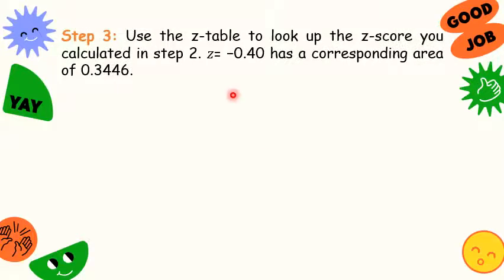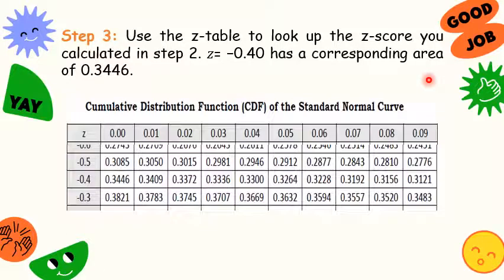Step 3. Use the z-table to look up the z-score you calculated in step 2. Ito yung na-calculate natin sa step 2, has a corresponding area of 0.3446. So, balik tayo dun sa ating z-table. Ito yun, kung matatandaan nyo. So, dun sa ating z-table, ilolocate natin yung negative 0.40. 0.4, ito yun. And then, yung 0.40, 0 yung kasunod niyan. So, dito siya. So, ang value niya is 0.3446.